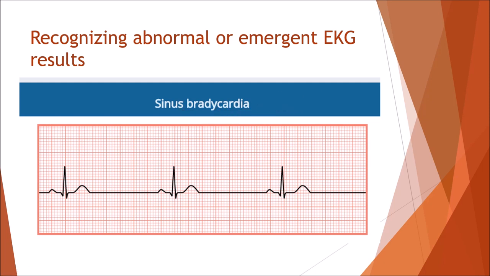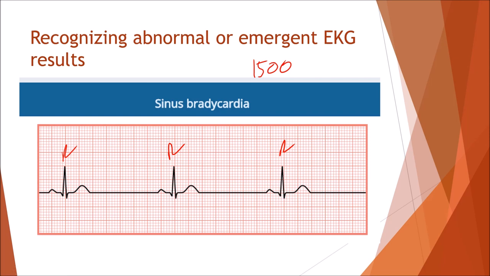Well, you need to know three rules in order to be able to determine the heart rate. The first rule is going to be called the 1500 rule. And this one is really not that hard. What you're going to do is use the R wave, and count from R to R. You're going to count all the little squares from R to R.